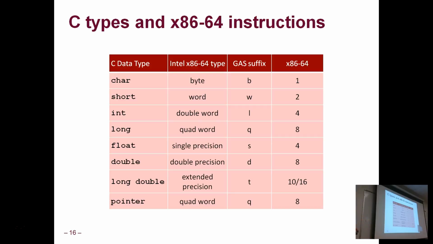For the floats and the doubles, based on your data type, you're going to either do a single precision operation in the floating point unit or a double precision, S and D. And then extended precision is T. So these are the different suffixes for these instructions.